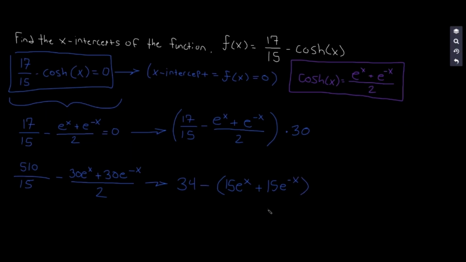And this is a binomial. Now, this is where it gets a little bit tricky. Because this is a binomial, we're going to distribute this negative sign to the first term and the second term.